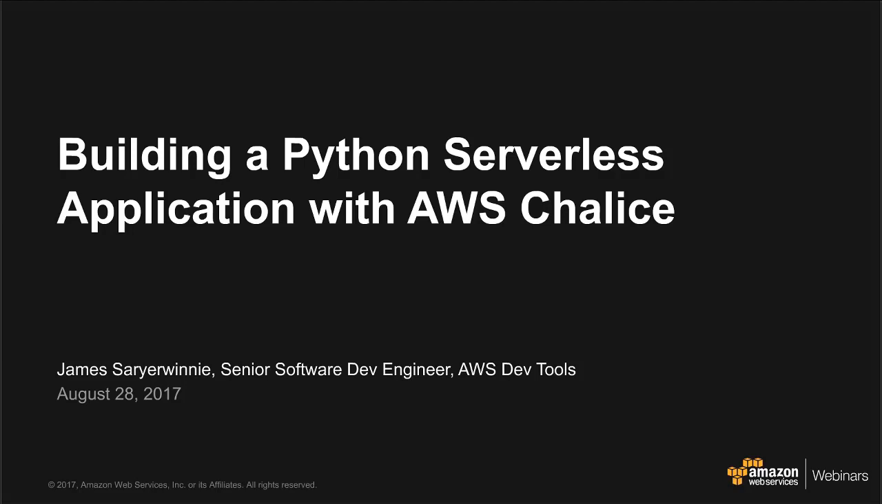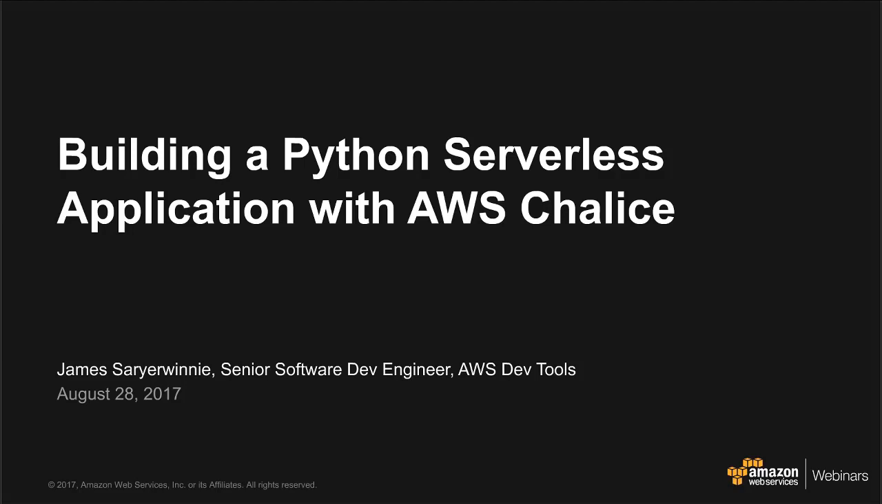Thanks. Yeah, so I'm James. I'm a software engineer on the AWS SDKs and tools team. And I primarily work on the AWS CLI, the AWS SDK for Python, as well as a couple of libraries and frameworks, one of which we'll be talking about today. So today we're looking at building a Python serverless application with AWS Chalice.